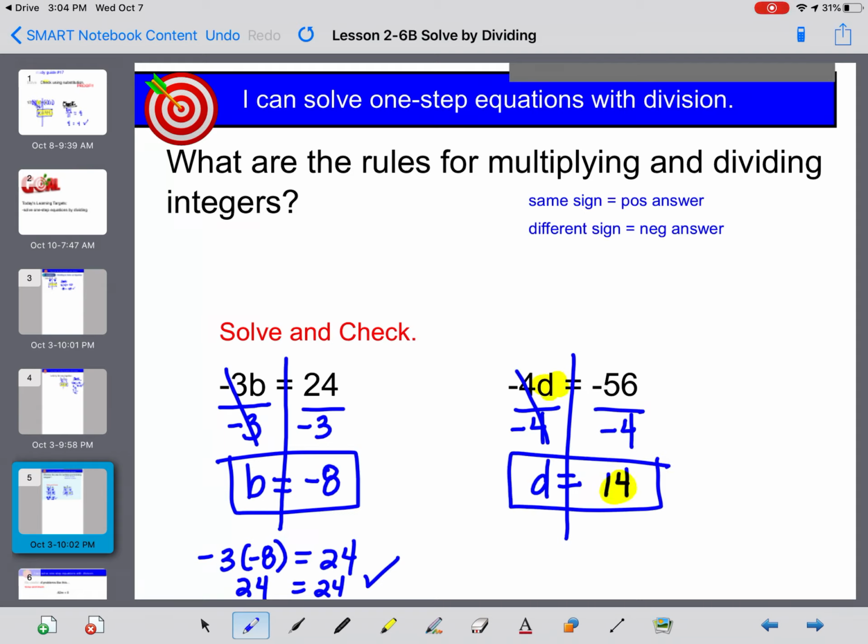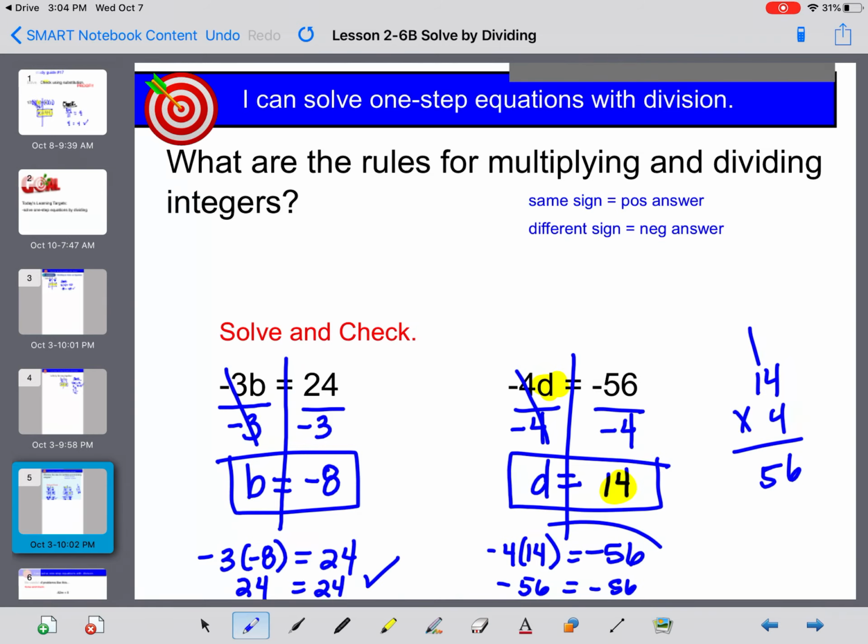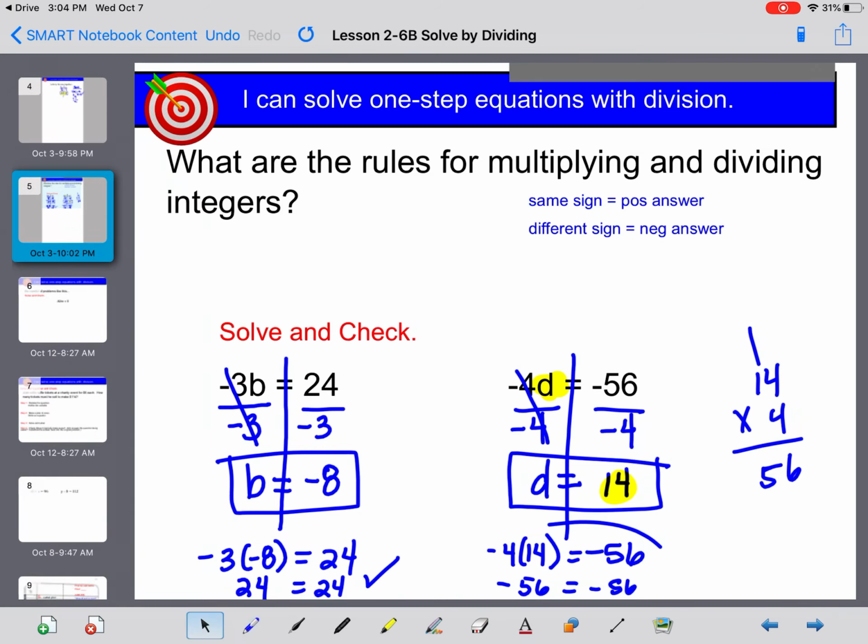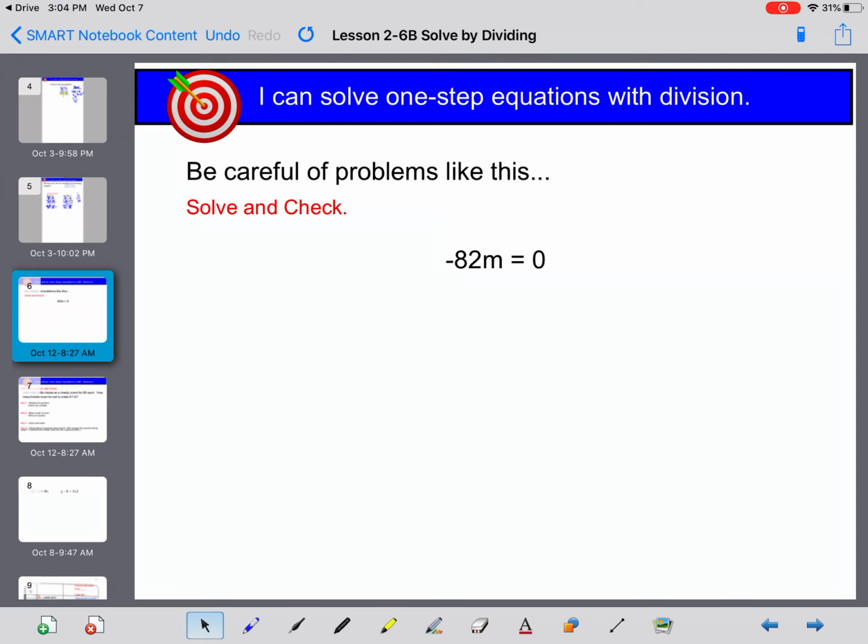You can check your work by substituting 14 in for D. So -4 times a positive 14 equals -56. We'll do a little side problem to prove it. And it sure does.